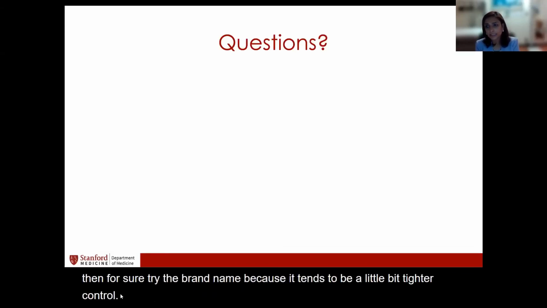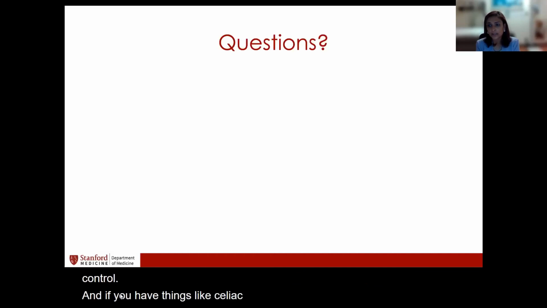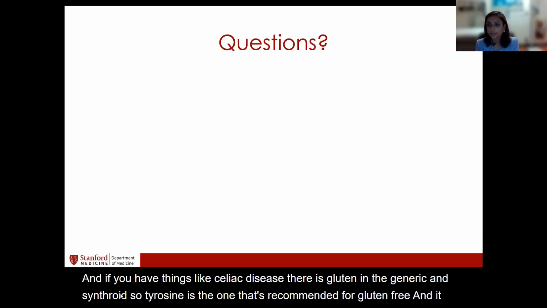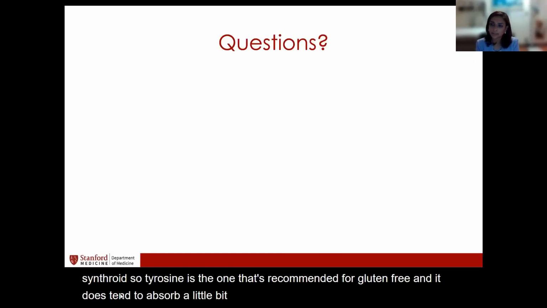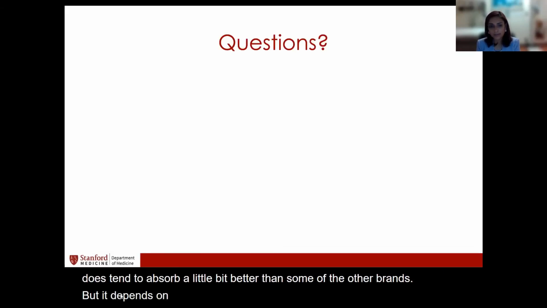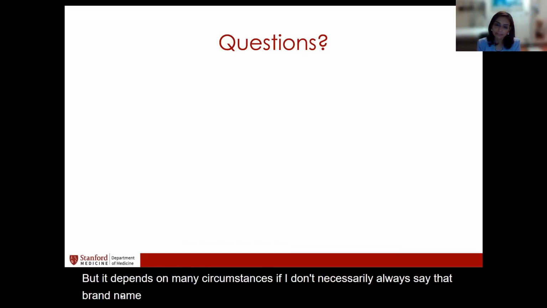If you have things like celiac disease, there is gluten in the generic and Synthroid. So Tirosint is the one that's recommended for gluten-free, and it does tend to absorb a little bit better than some of the other brands. But it depends on many circumstances. I don't necessarily always say that brand name is the only recommendation.